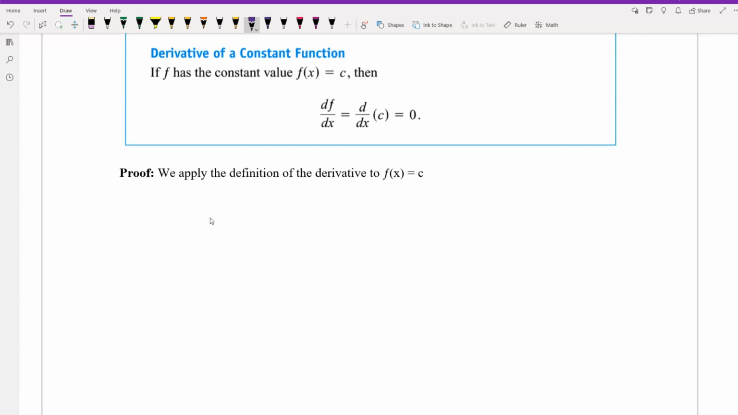We apply the definition of the derivative to f of x equal to c. So f prime of x is equal to the limit as h approaches 0. Here in the numerator we have f of x plus h minus f of x, divided by h.